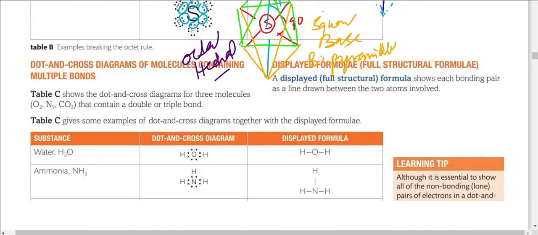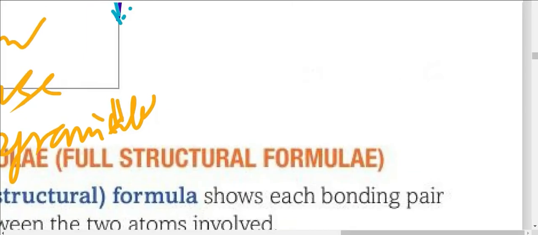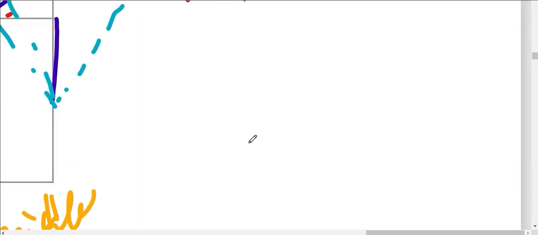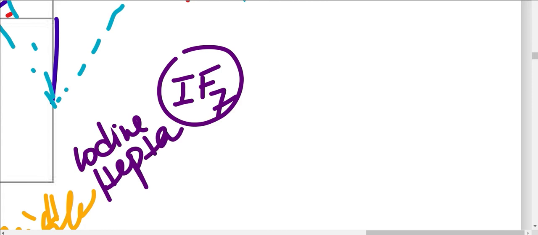Where should I draw it? I will draw it in this area. IF7, iodine heptafluoride. I'm drawing this structure here. Please zoom in a little bit. That's the name of the structure. So let me write first of all IF7. What's the name? Iodine heptafluoride. Hepta means 7. This is the structure.